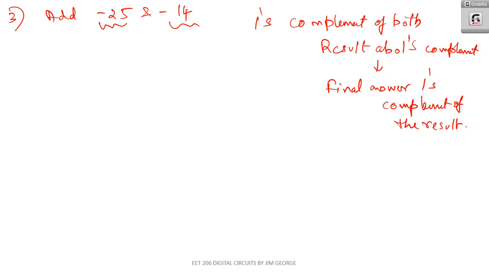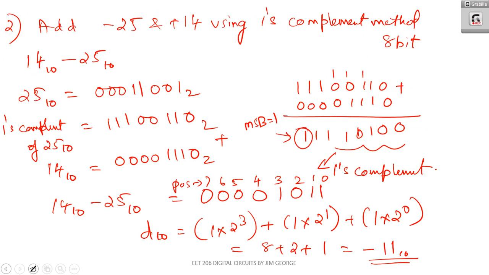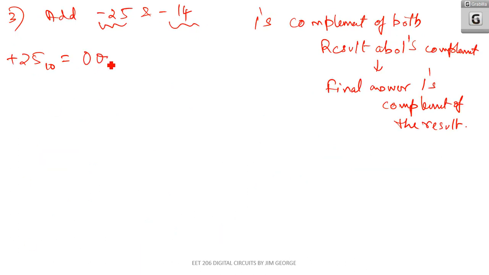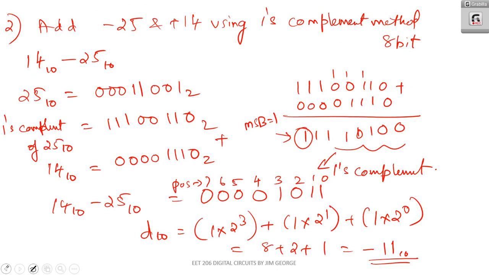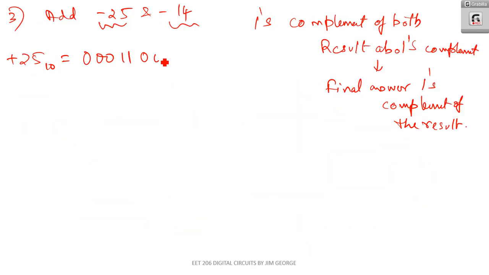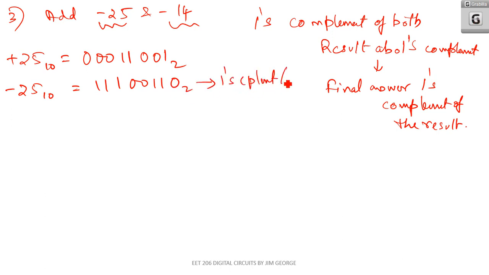So what is minus 25? First you go for 25 to the base 10. 25 to the base 10 we have found as 00011001 to the base 2. Therefore, minus 25 to the base 10 in ones complement format is 11100110. That is in ones complement form.